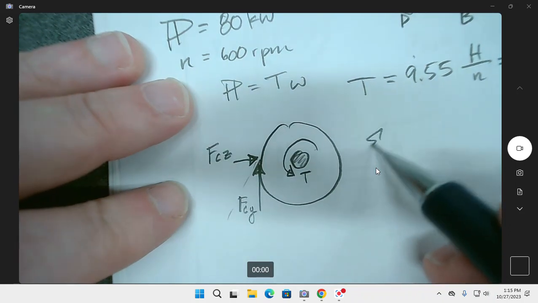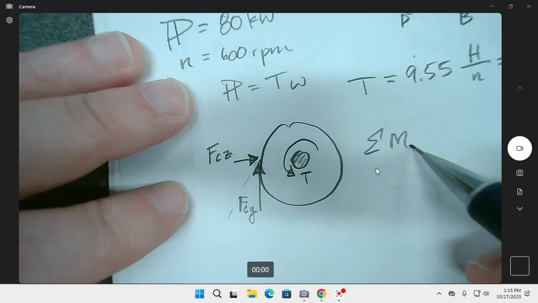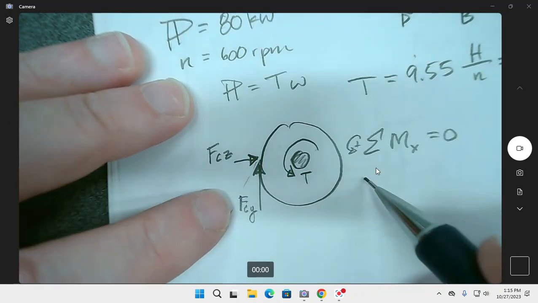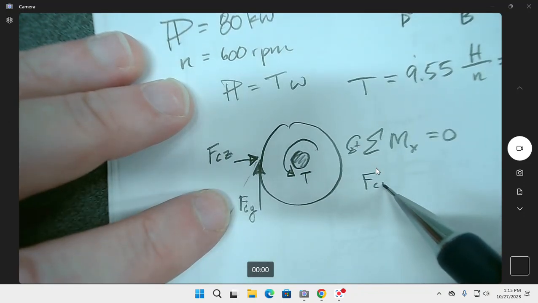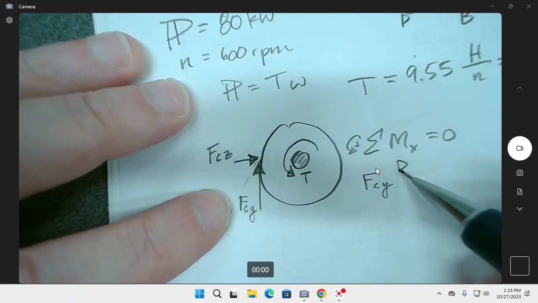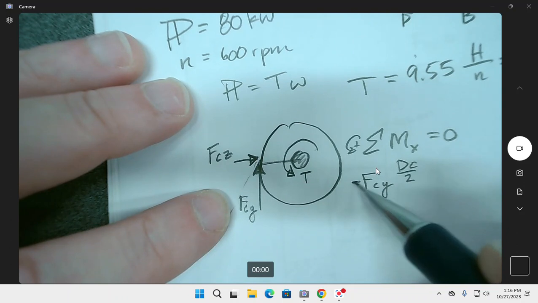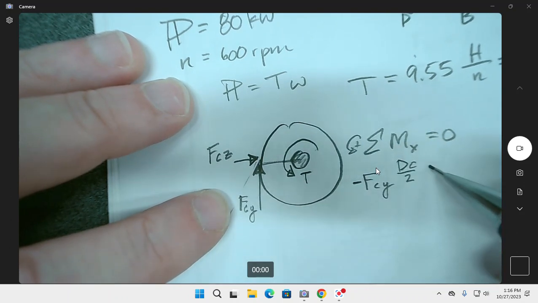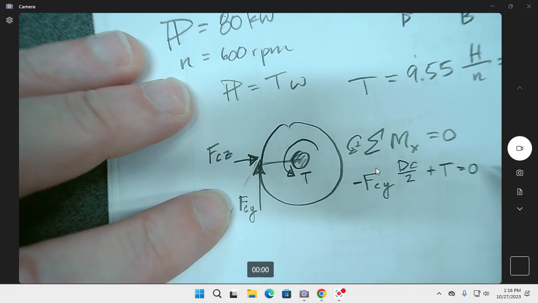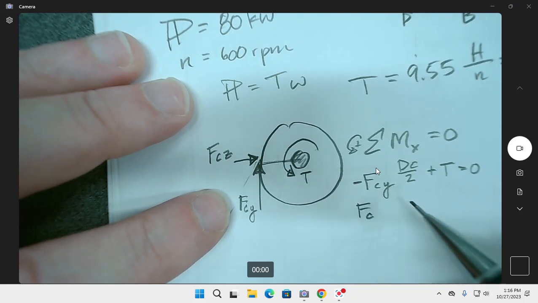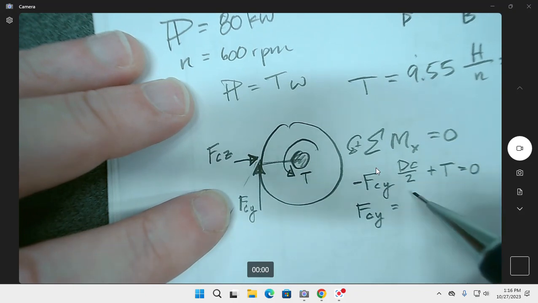So we can find from the sum of the moments about the x-axis, we'd have FCY times the diameter of C divided by 2. That is that arm right there, right? And it's going clockwise, so it's minus, plus T. That's going to equal 0. So that's going to be FCY is equal to that torque that we just found.